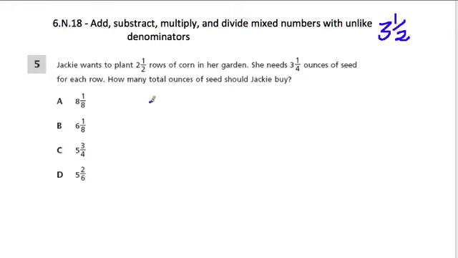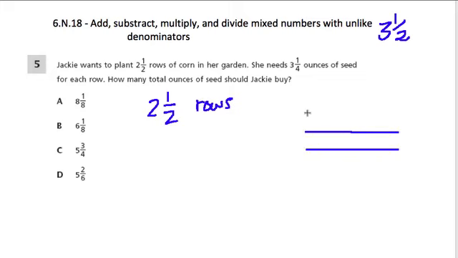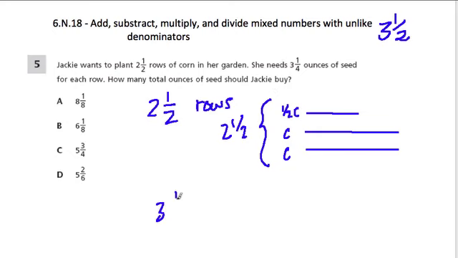Jackie wants to plant 2 1/2 rows of corn. So we've got 2 full rows, let's say, corn here, another row of corn, and then a half row of corn. That is 2 1/2. All right, she needs 3 1/4 ounces of seed for each row. Okay, how many total ounces of seed should Jackie buy? So this much seed has to go into this row, and this half of row.